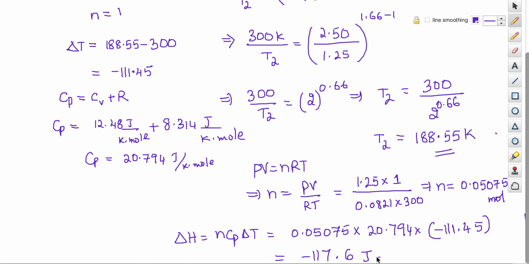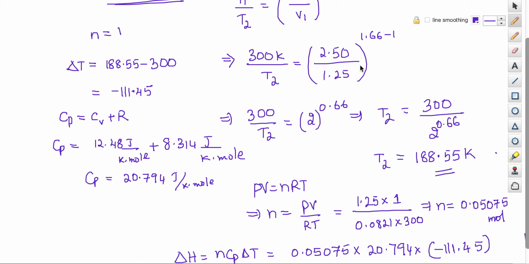What is the negative indicating here? Enthalpy is decreasing. So final enthalpy is less than the initial enthalpy. Why is it so? It is expansion. In the expansion, the gas suffers cooling in an adiabatic process. So that clearly indicates the enthalpy of the gas decreases. Okay. So these are the problems for today's class. Thank you very much.